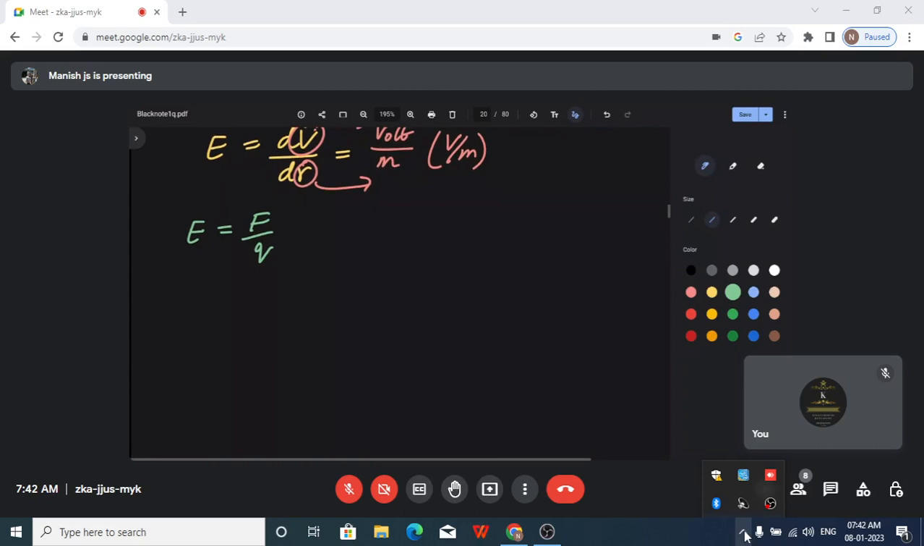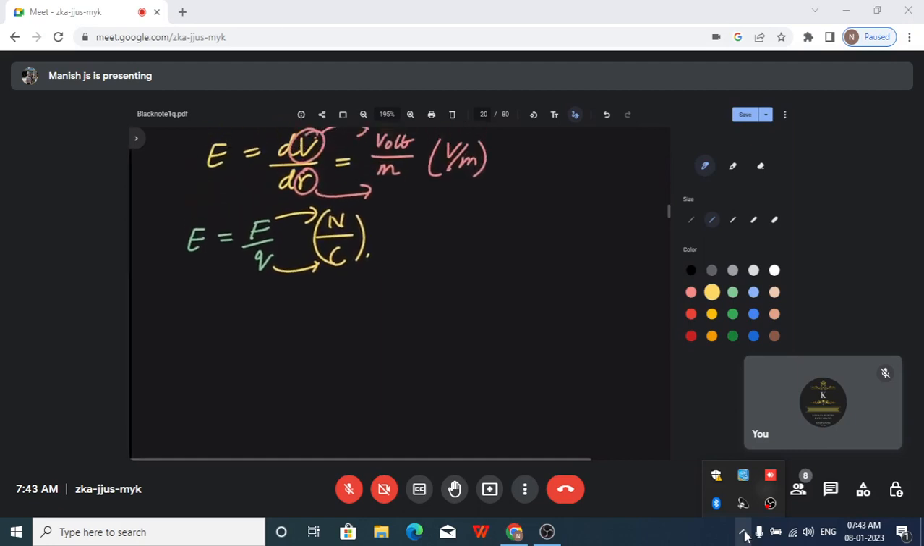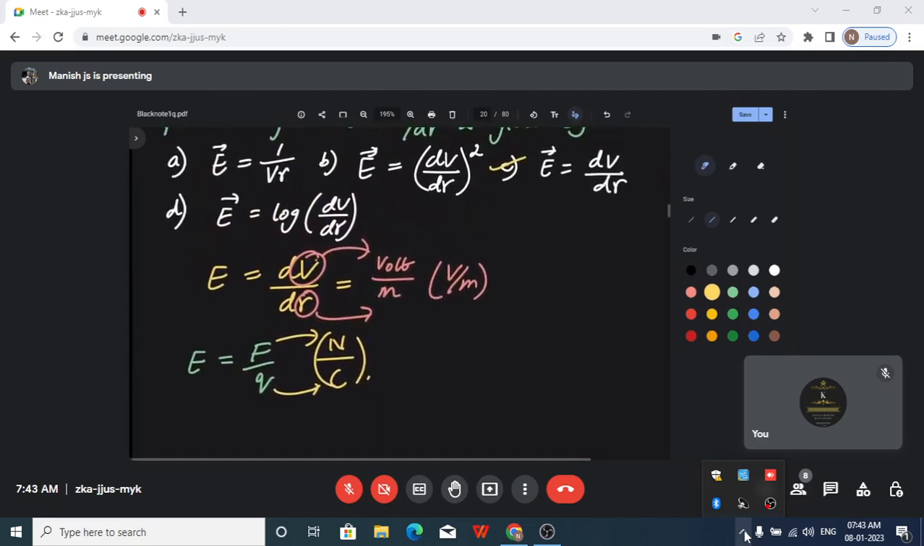This is one more relationship which we already learned. So F can also be written as KQ by R square, I mean KQ1 Q2 by R square. So F is in newtons and Q is in coulombs. So we will get newtons per coulomb. So these are the two possible units for electric field.